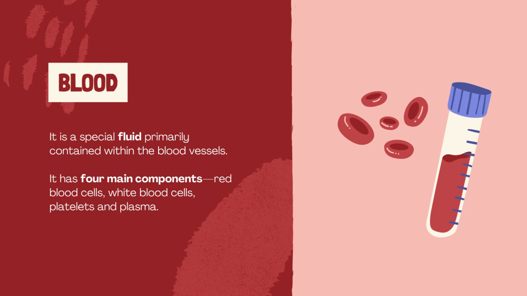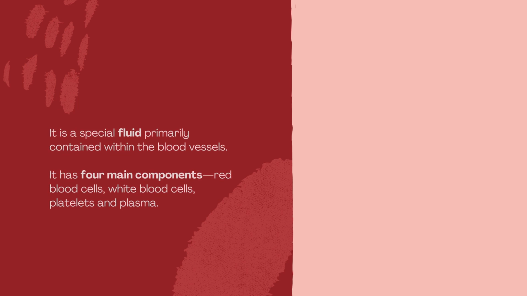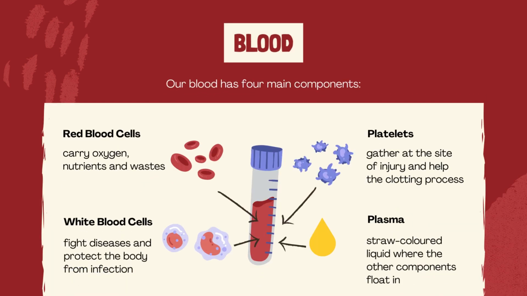Blood. The blood is a special fluid primarily contained within the blood vessels. What are blood vessels? The network of tubes that circulate the blood throughout the body are called blood vessels. Blood has four main components: the red blood cells, also known as the RBC, the white blood cells, the WBC, platelets, and plasma.